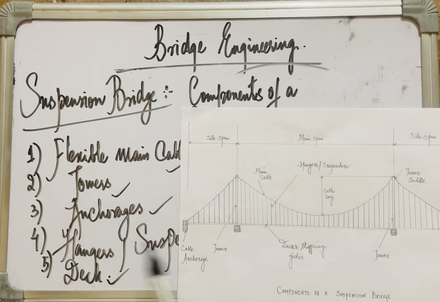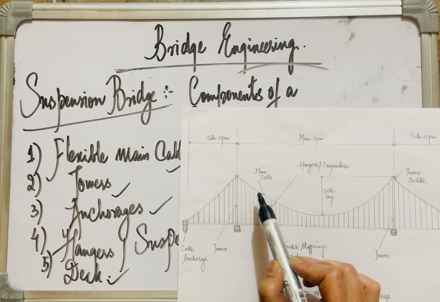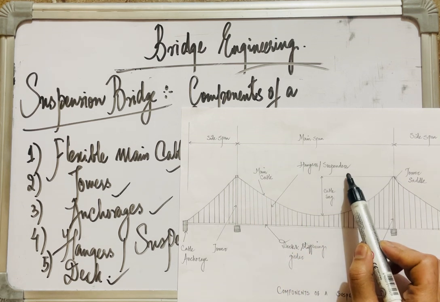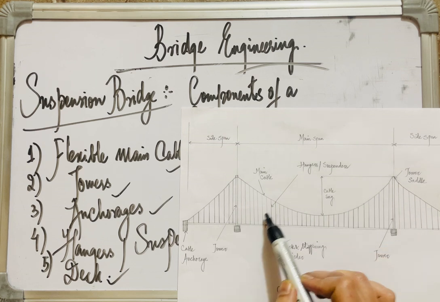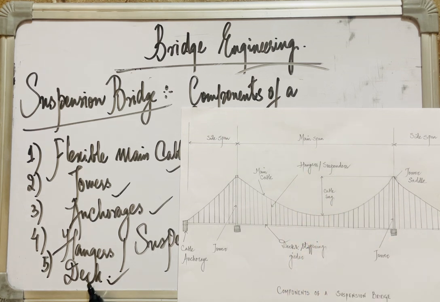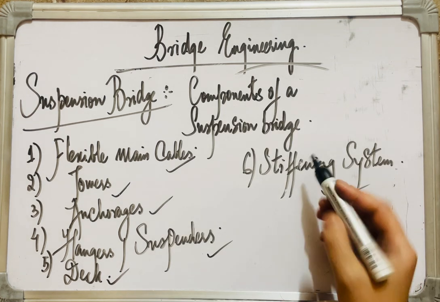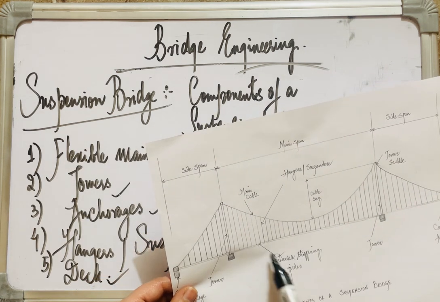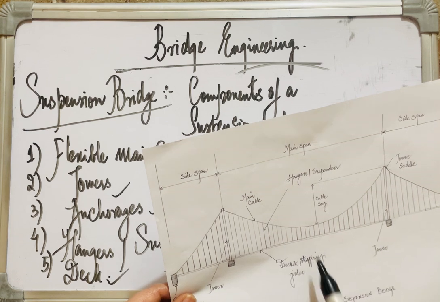Then there are anchorages. This is the cable anchorage on one side and this is the cable anchorage on the other side. Then hangers or suspenders. These vertical lines you can see here are the hangers, which are also known as suspenders. Then this is the deck of the bridge. And the last component is the stiffening system. This is the deck and stiffening girder. We'll discuss them one by one.